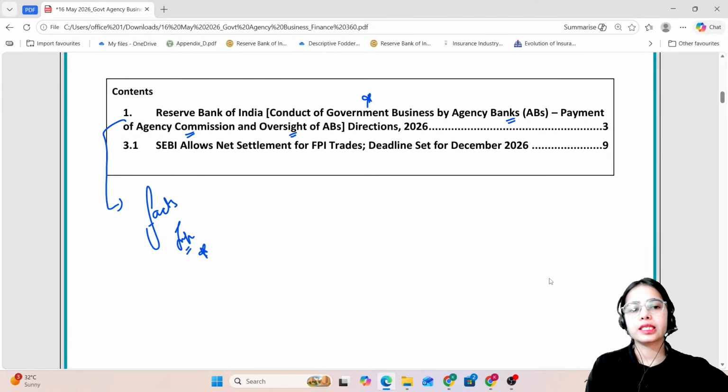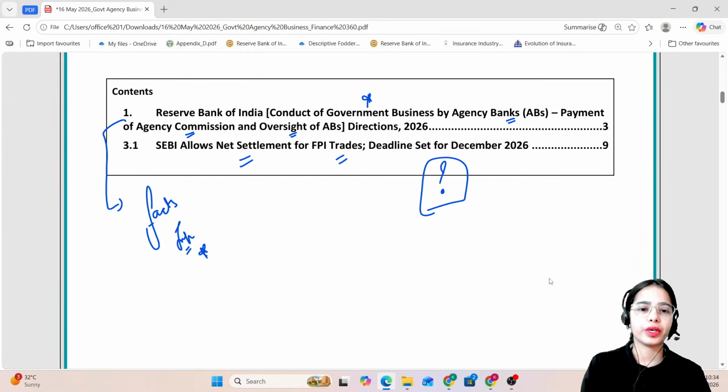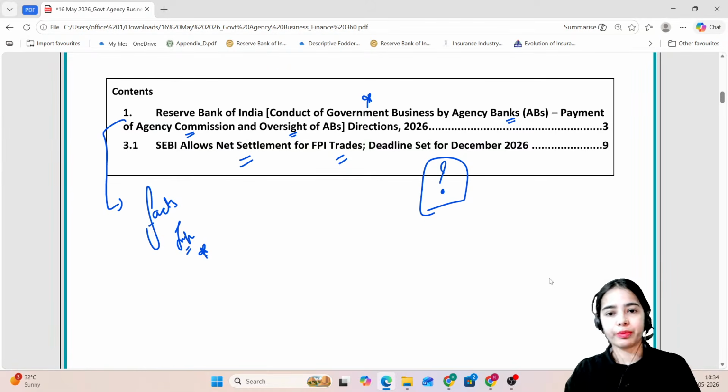The second news article is regarding the SEBI that has allowed the net settlement for the FPI trades. So what kind of trades have been allowed under the net settlement and everything we are going to discuss in today's session. So these are the two articles that we will be discussing. So let's get started without any delay. The first article that we are going to start with is the RBI notification.